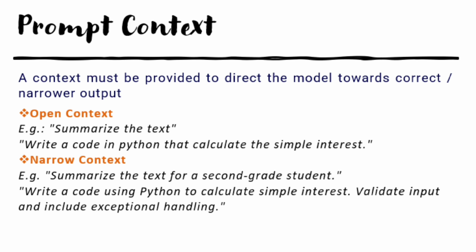And next, narrowing the context, making it easy for the AI to understand what you are asking for. Write a code using Python to calculate the simple interest, and the things we want in the code we can mention, so it will add them. I have told you, right? So more specific: validate input and include exception handling.